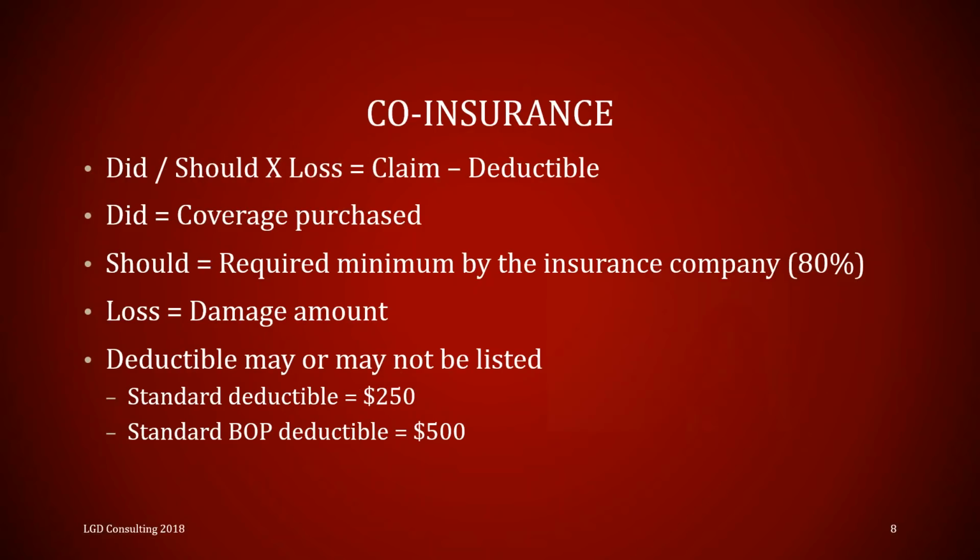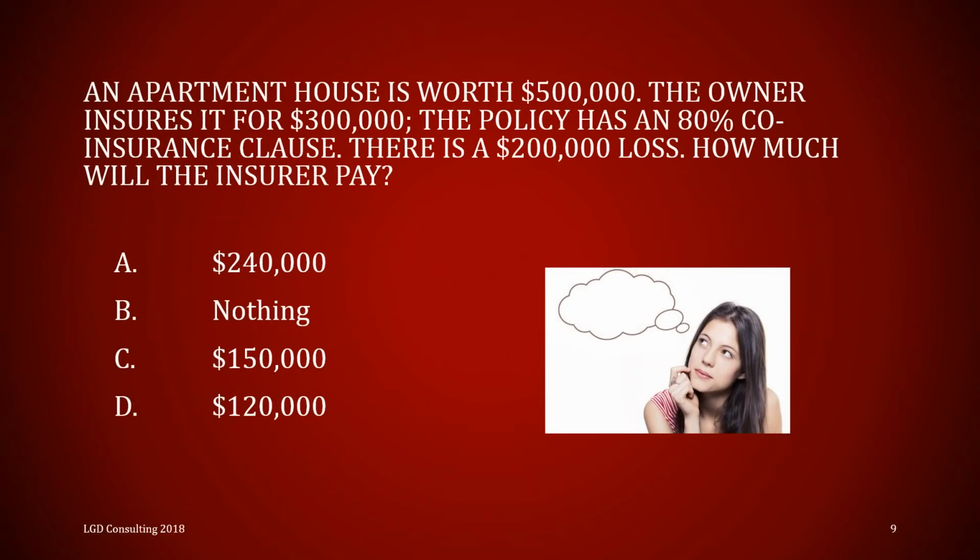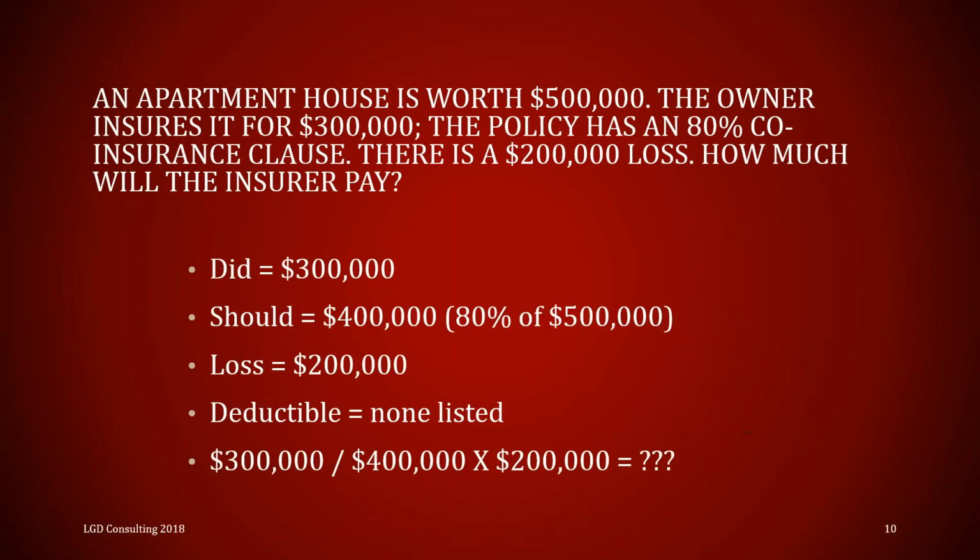All right, so let's put this into practice. I do have this on the webinar, but I still want to go through it. An apartment house is worth $500,000. The owner insures it for $300,000. The policy has an 80% coinsurance clause. There's a $200,000 loss. How much will the insurer pay? We have these numbers, so let's just plug in the numbers.